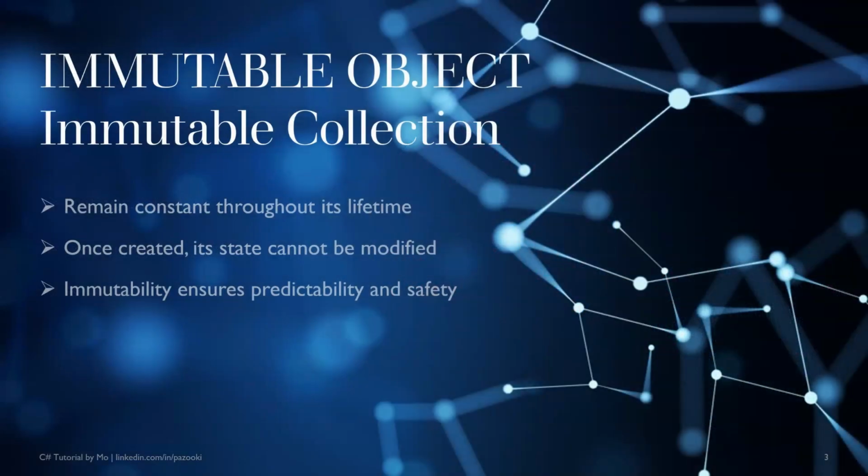Firstly, let's discuss immutable object and immutable collection. In certain situations, you may require an object or collection to remain consistent throughout its life cycle and not be altered after creation. This immutability ensures predictability and safety as they can't be changed. Let's take a look at how they are implemented in C# code.